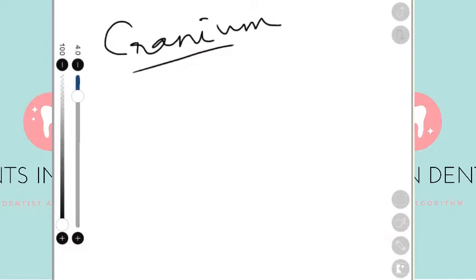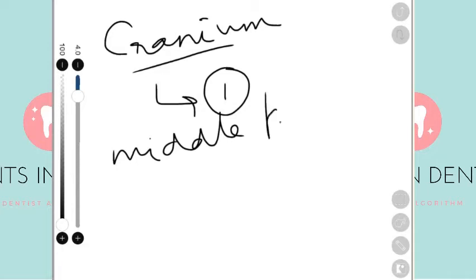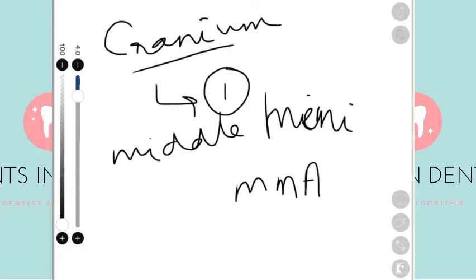Within the cranium, it gives only one branch, which is the middle meningeal branch. The middle meningeal branch accompanies the middle meningeal artery and it supplies the dura mater. It gives sensory supply to our dura mater. So there is only one branch within the cranium, which is the middle meningeal branch. It accompanies the middle meningeal artery and supplies the dura mater.